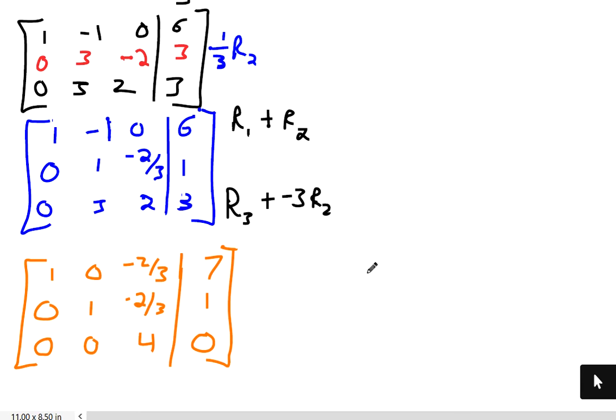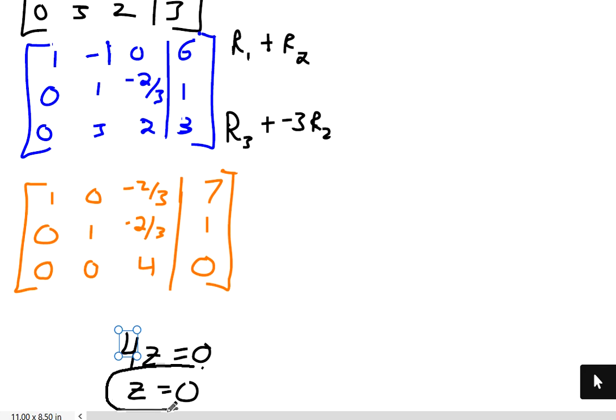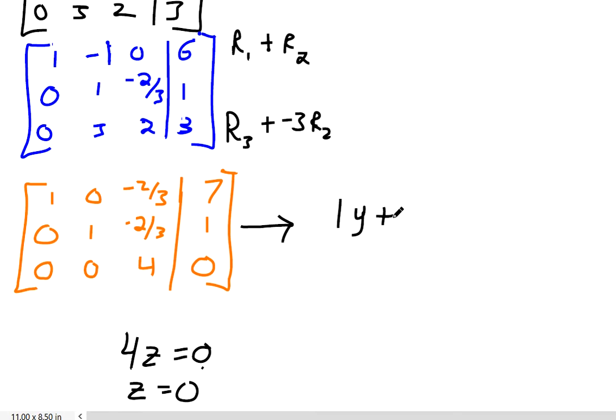Okay, so here's where we could pause and go back to equation land. This says that 4z equals 0. So that tells us something. Z can't be anything. Z has to be a specific number. Z has to be 0. And then we can use that in this equation. This equation says 1y plus negative 2/3 z equals 1. But we just found out that z is just one number. Z is 0. So you plug in 0, multiply, the 2/3 is gone. y is 1.